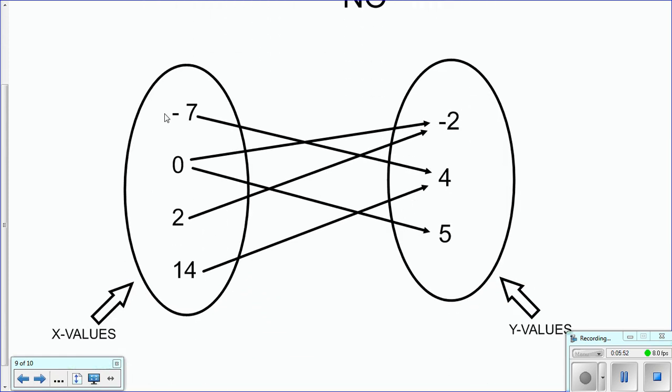Here's an example of a map, where the first bubble is your x values and the second bubble is your y values. The arrows point to what they're matched to. So (-7, 4) would be one ordered pair, (0, -2) another, (0, 5) a different one, (2, -2) another, and (14, 4) another. This is not a function because 0 is matched with two different numbers, -2 and 5. I find this the easiest way to figure out if it's a function: if there's more than one arrow coming out of a number in the first bubble, it's not a function, because it's being matched with more than one y value. But that's a map.